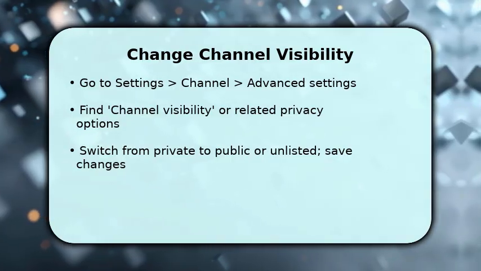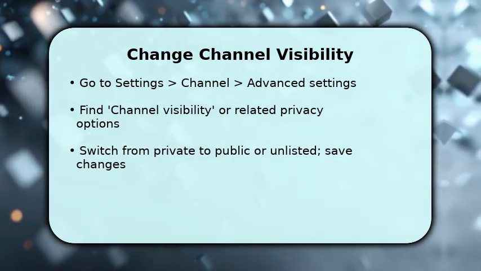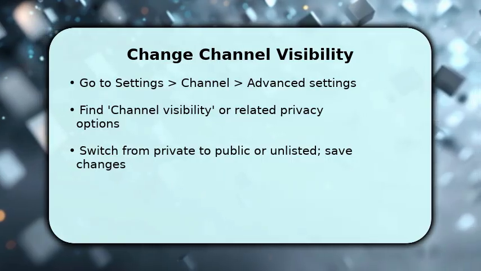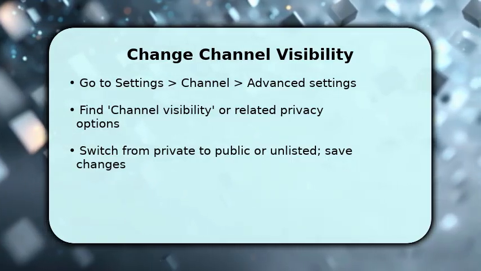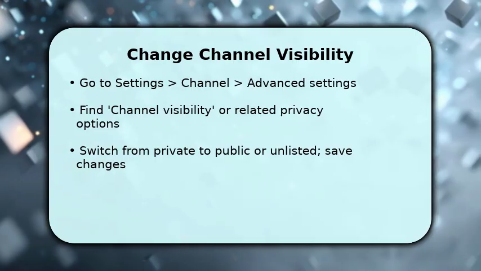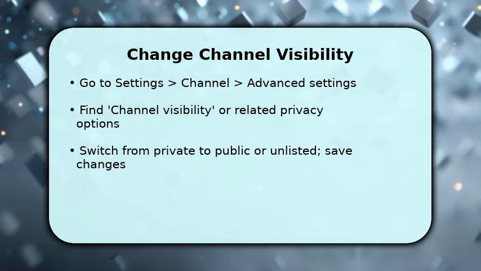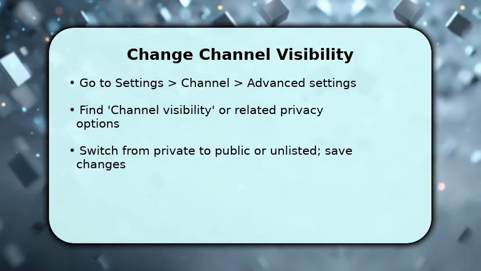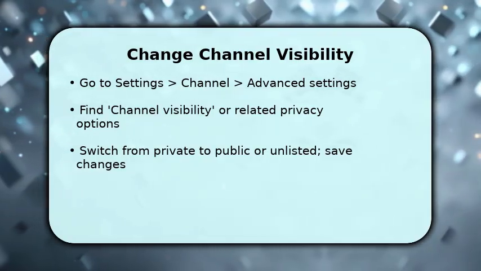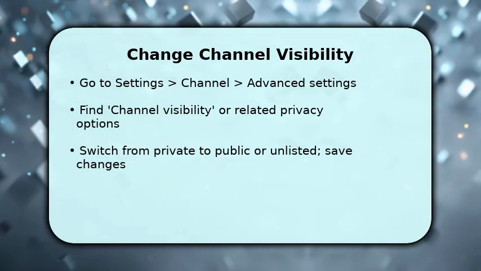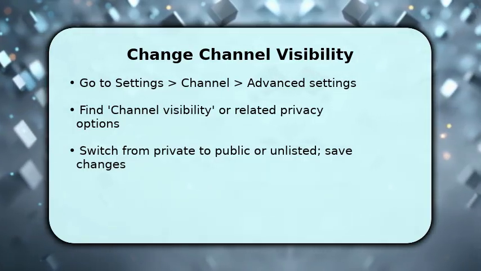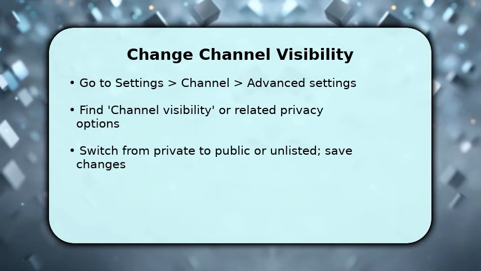Once there, locate the Channel Visibility option, sometimes nested under Privacy or Audience, and choose Public or Unlisted depending on your intent. Make sure to click Save or Publish so the change propagates. After saving, refresh the channel page to confirm the update took effect. If you need to change individual uploads, navigate to Content and adjust each video's privacy settings accordingly.